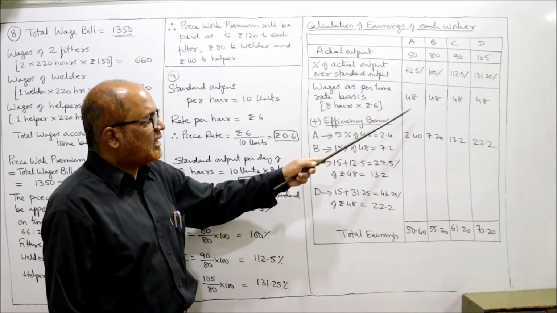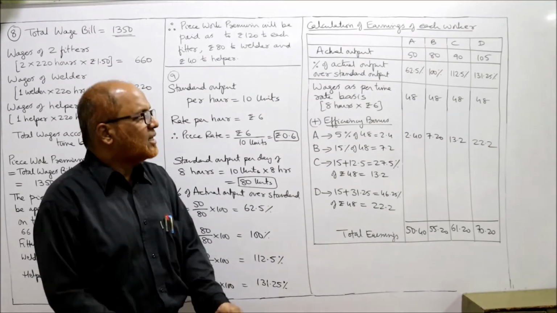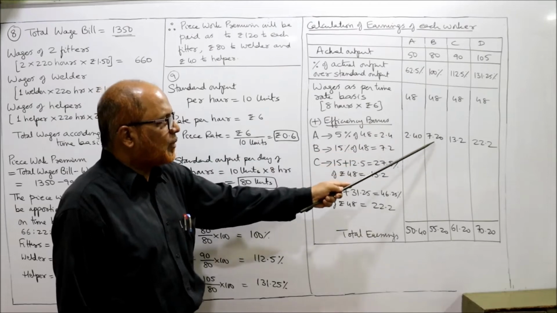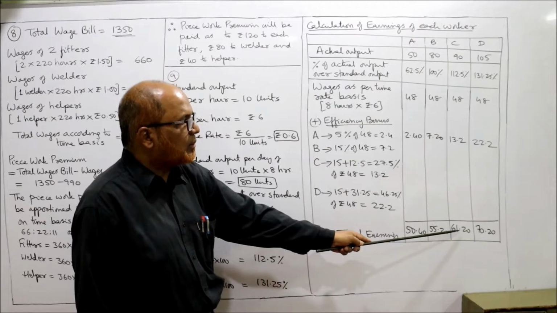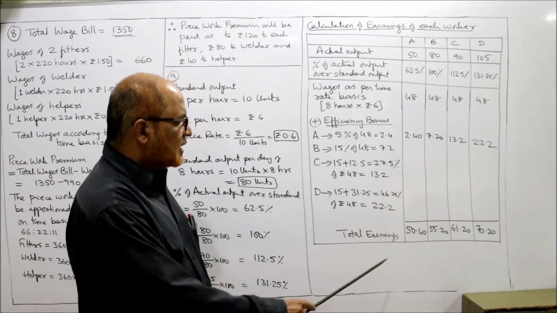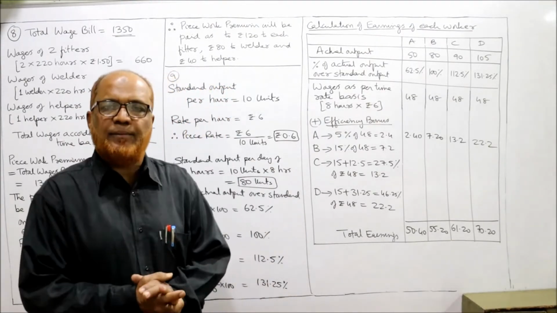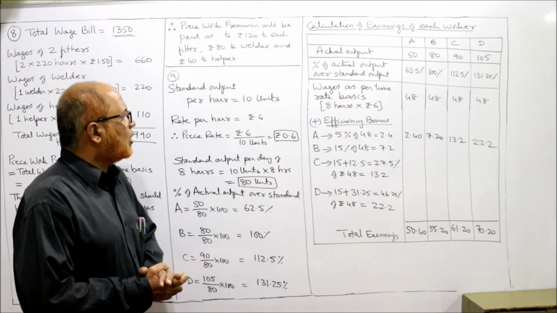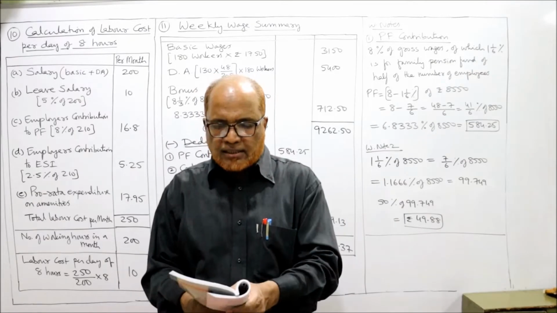Now you add up: 48 plus 2.4, 50.40 is the total earnings. Similarly, 48 plus 7.2, 55.2. 48 plus 13.2, 61.2. 48 plus 22.2, 70.2. These are the total earnings of the workers A, B, C and D. That's it. This is the end of problem number 9. Now we'll start the next problem.